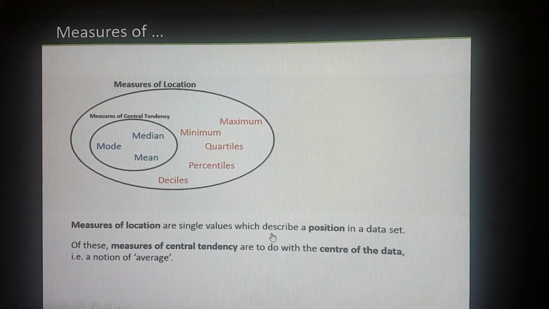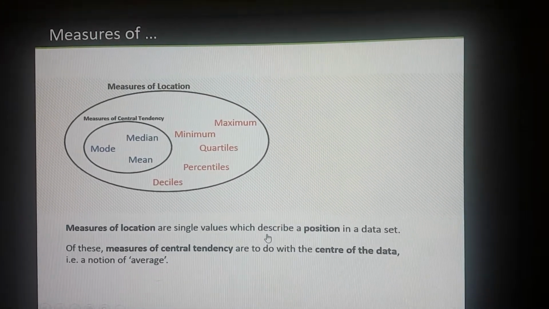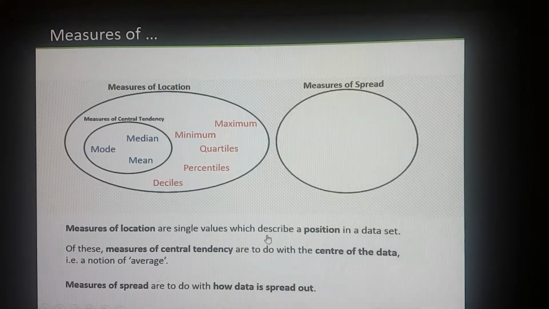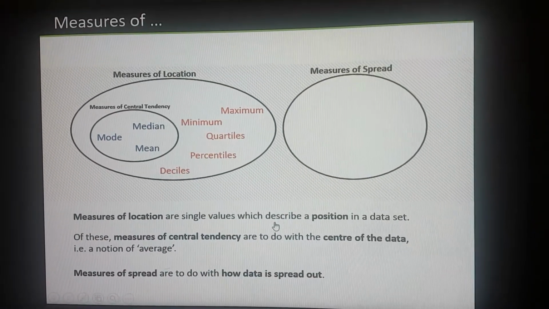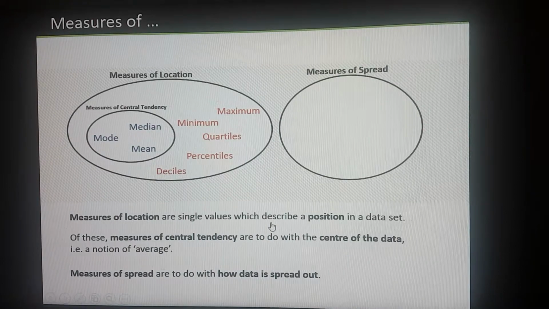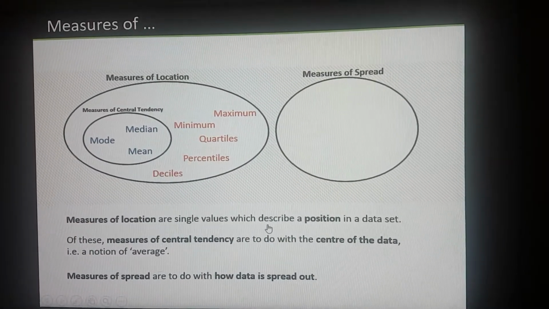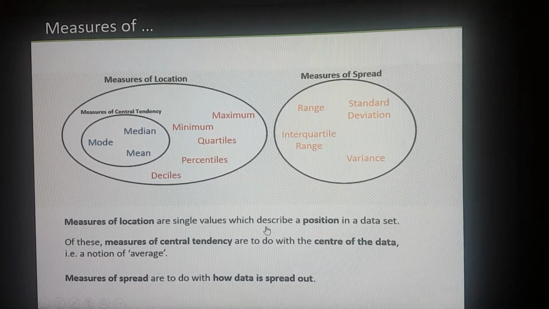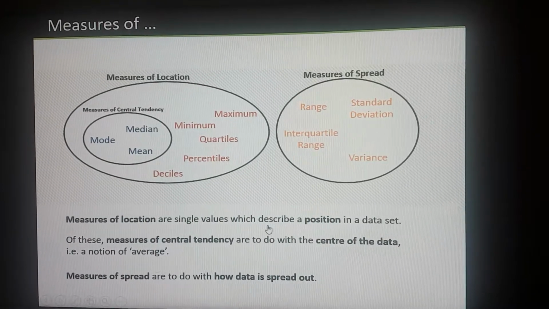The other type of measures that we are going to discuss are measures of spread. Measures of spread are to do with how data is spread out. For example, the range, the interquartile range, standard deviation, and variance.